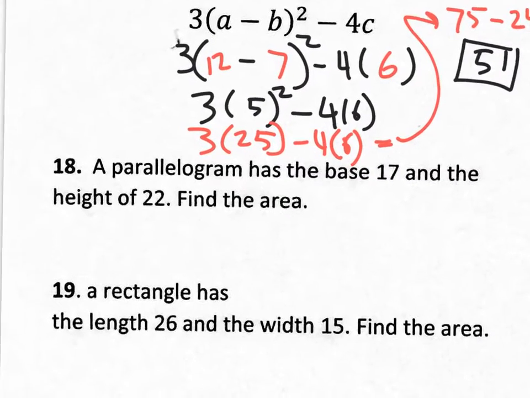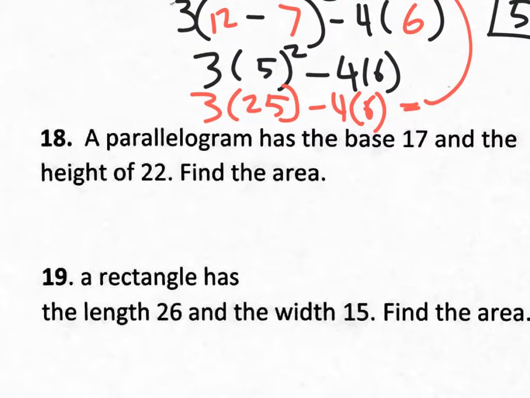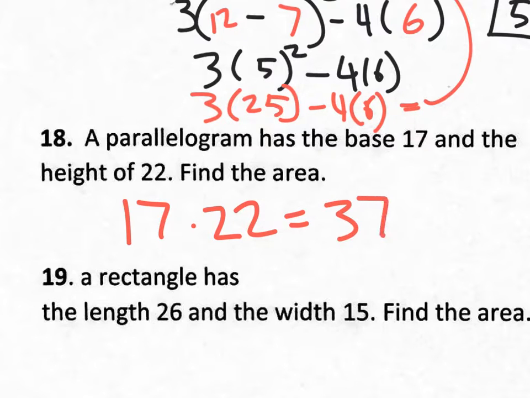Number 18, they don't even show you the parallelogram, but it tells you that the base is 17 and the height is 22. So you will be able to use calculators on tomorrow's test. So all you're going to do tomorrow is recognize that the base is 17 and the height is 22. So you're going to multiply them together, and on the calculator you will get 374 units. So that would be your answer. If it's centimeters, it would be centimeters squared. If it's inches, it would be inches squared. It's going to be units squared.